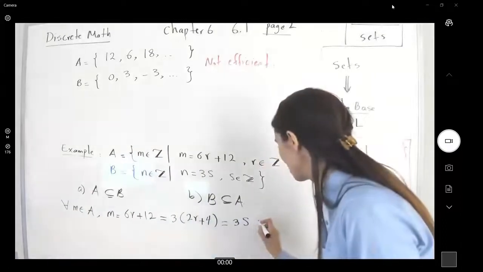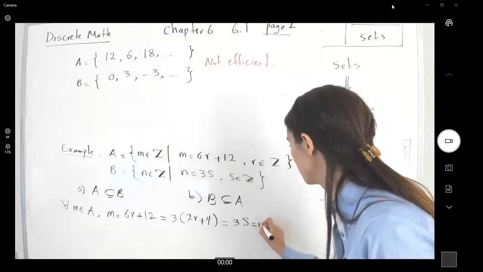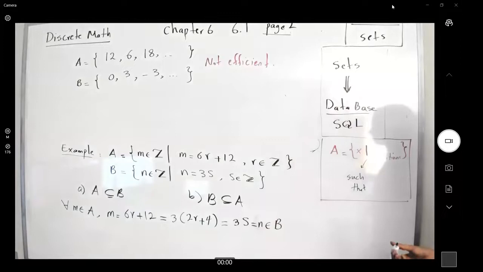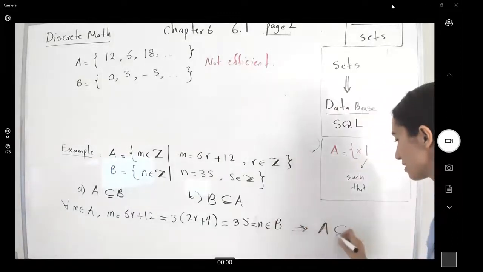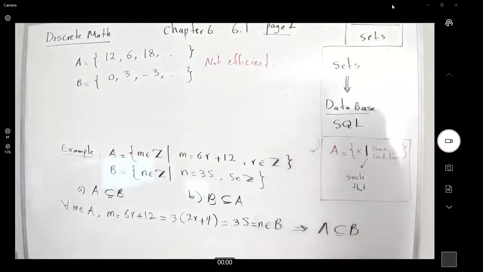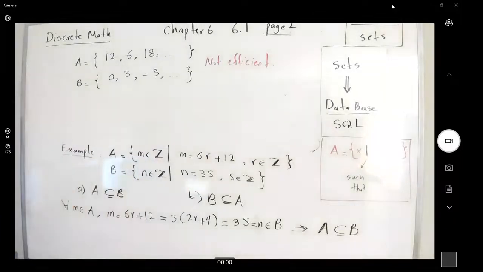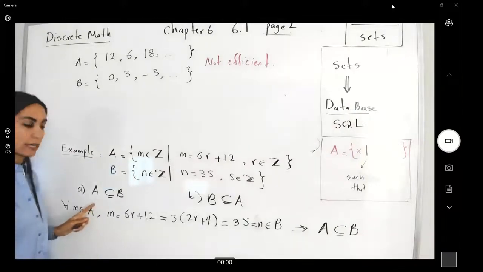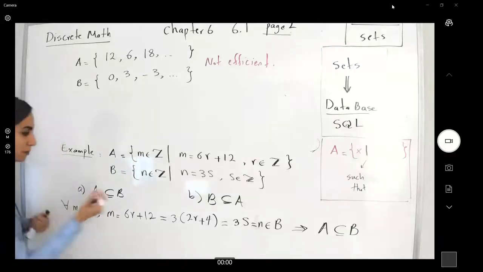This belongs to, equals n, belongs to B. So what's the meaning of that? It means that A is a subset of B. Okay. So far I know A is a subset of B. I'm happy about this result.